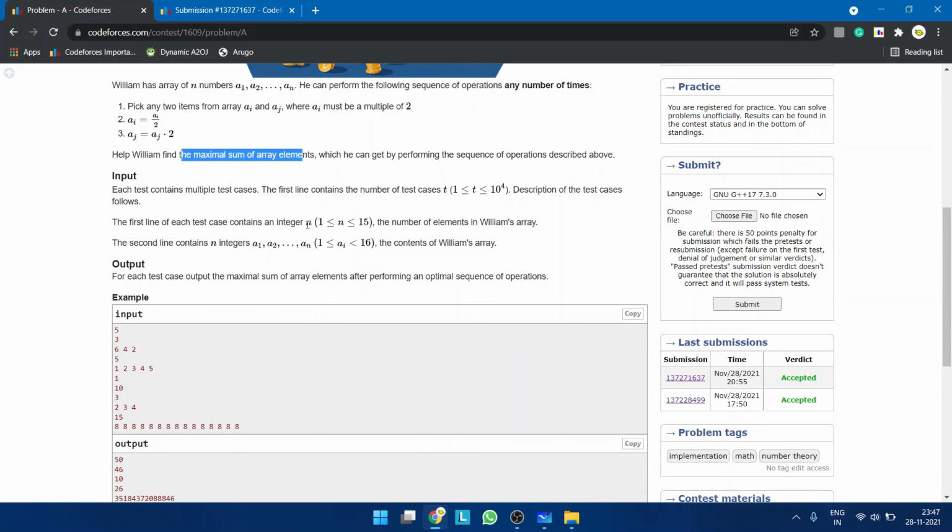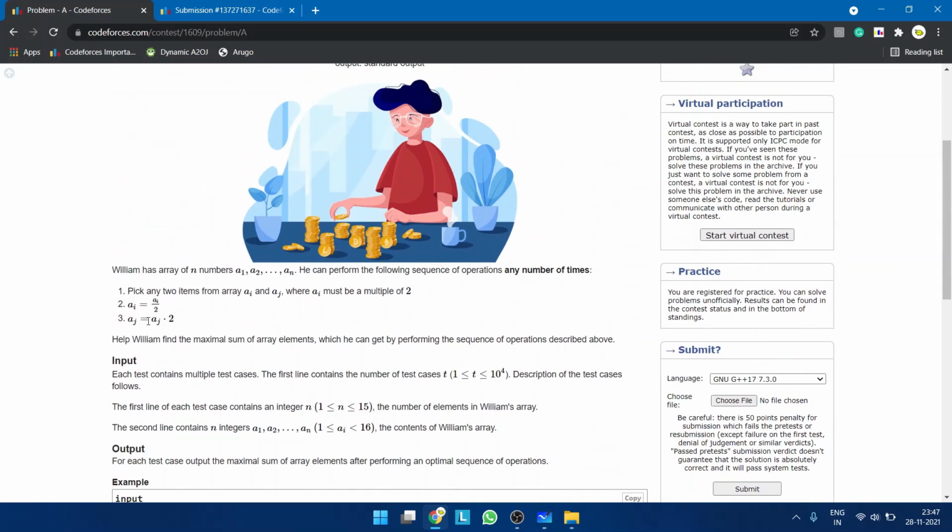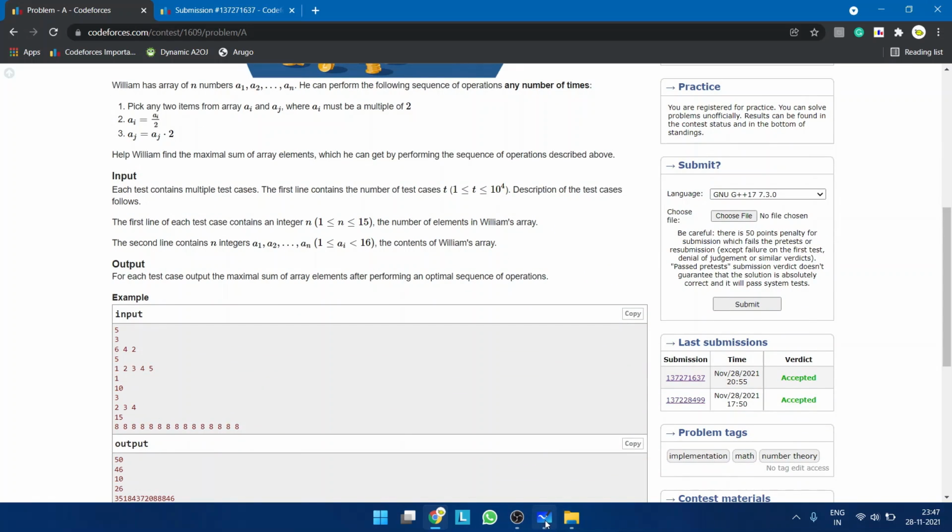We are given n from 1 to 15 and a from 1 to 16. So we can apply an O(n squared) approach. According to my approach, we are multiplying a[j] by 2 in each operation. So if we fix our a[j] for a sequence of operations, then our sum will be maximum. Considering the first sample case, we can solve the problem.